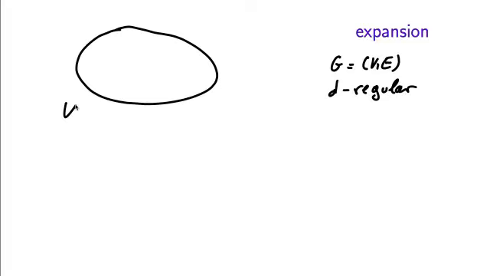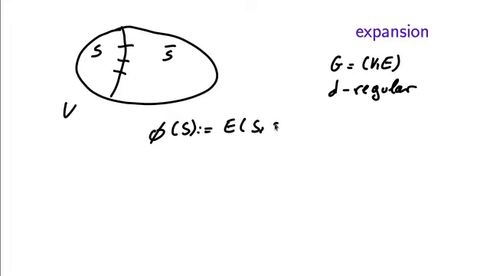So if this is the set of vertices, let's look at some cut dividing the set of vertices into set S and its complement. And let's look at the number of edges going across. So this will be a non-expanding cut if the number of edges crossing over is small compared both to S and to S complement. So we'll say that the expansion of S is the number of edges crossing this cut, which we will write as E(S, S complement), divided by d, which is the degree of the graph, times the size of S.